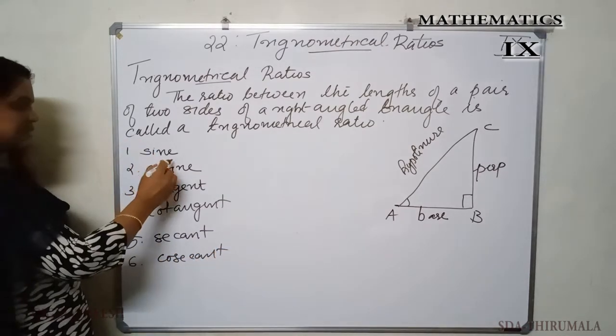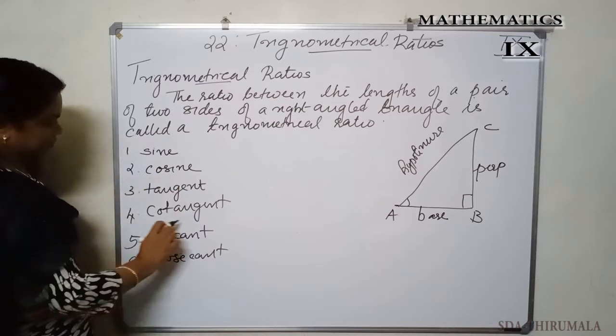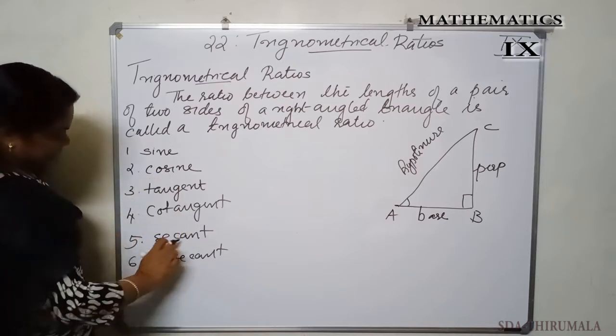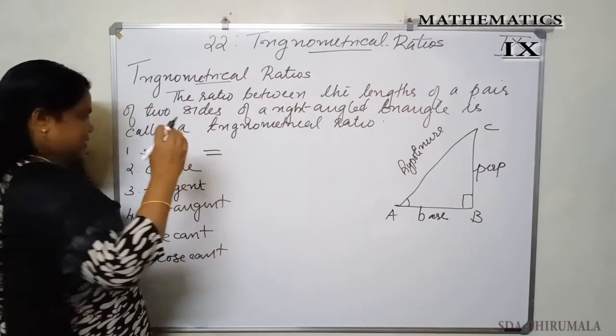These are the 6 trigonometrical ratios. First is sine, second is cosine, third is tangent, fourth is cotangent, fifth is secant, and sixth is cosecant. And also we can name them shortly.